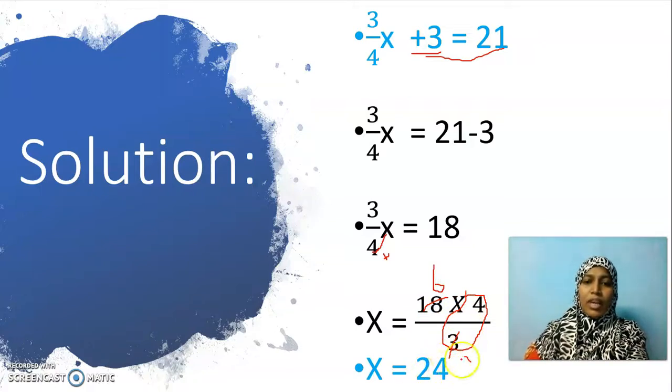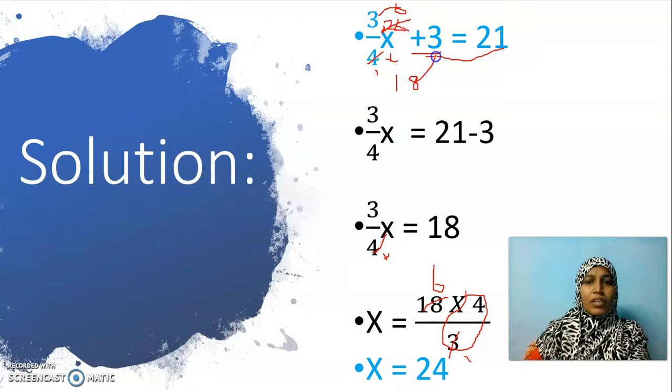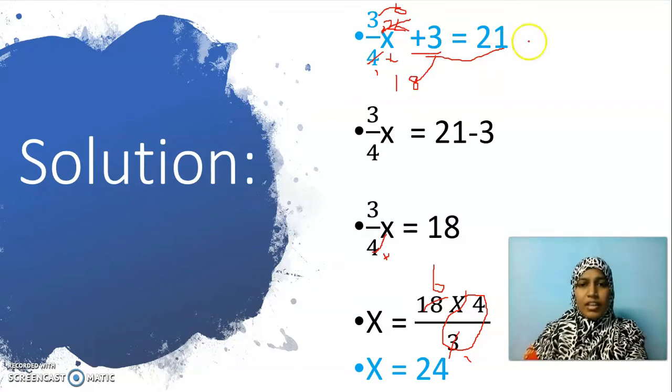Now let us check whether my answer is right. How to check? We have to start with LHS. In the place of x, I will write 24. Can I cancel this? 1 4 is 4. 6 4s are 24. What is 6 into 3? Here we have a multiplication symbol, isn't it? So 6 3s are 18. 18 plus 3? 21. So we get the RHS as the right answer. So 24 is the right solution.